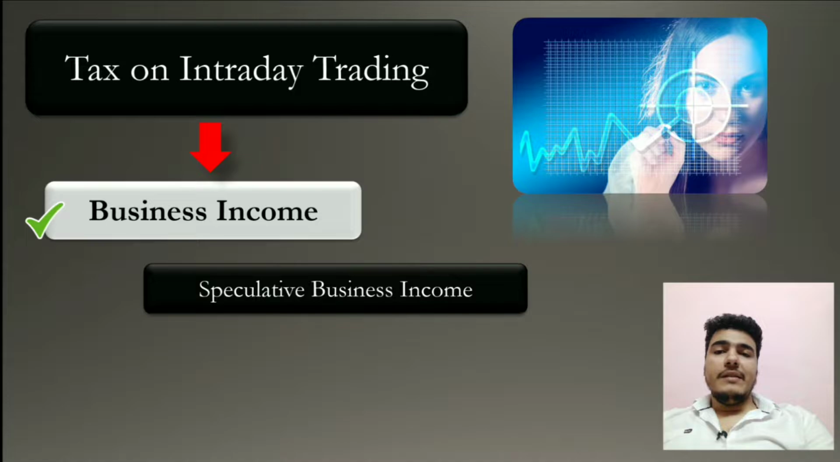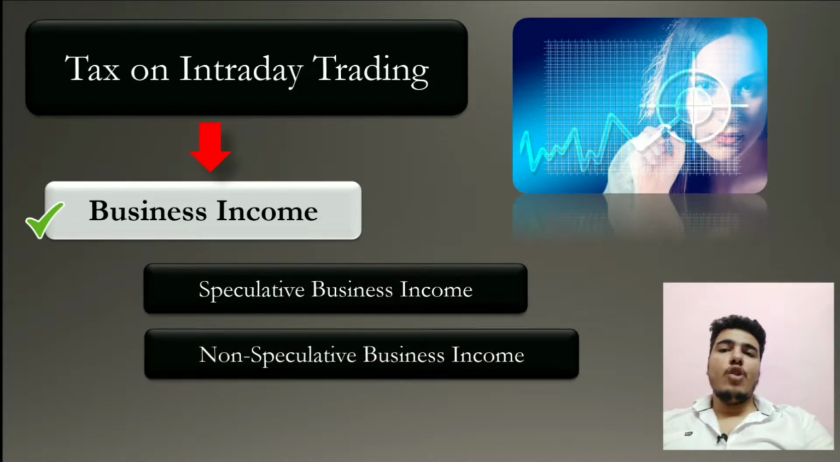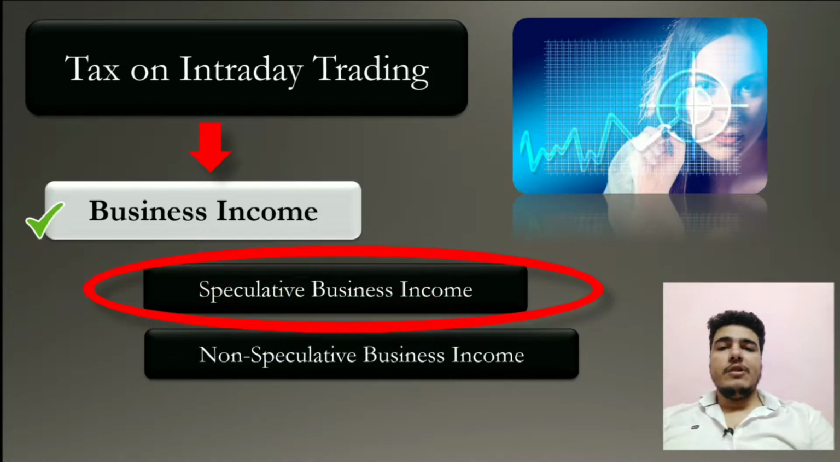And in business income too, there are 2 types of income: speculative business income and non-speculative business income. It will come under speculative business income because we are speculating and trying to make gains through fluctuations of stock prices within a day, right?